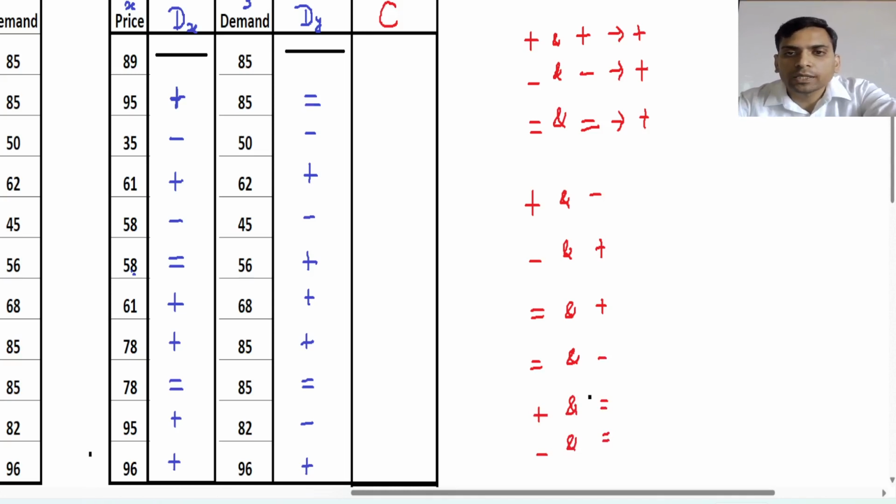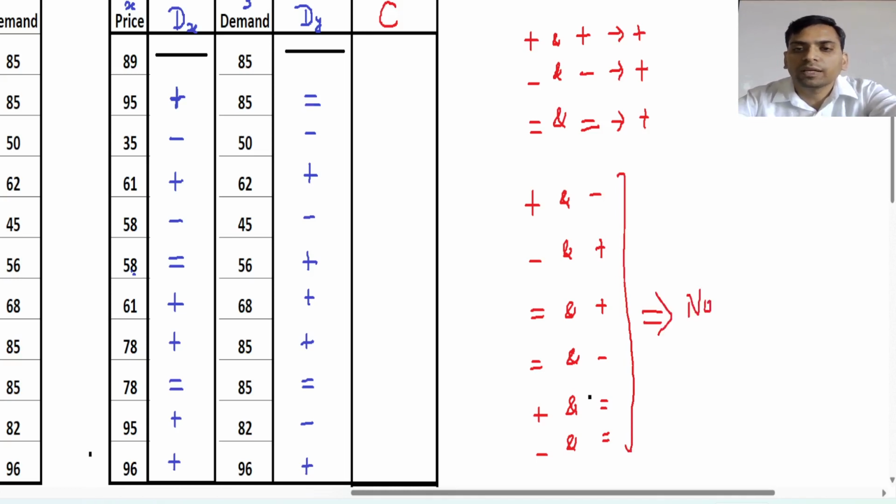So we will not consider, for all these situations, positive, no symbol, or simply we can write minus. So no symbol for this. For the same symbol we will put plus. In this case, the first space is blank because there is no comparison. That's why the first is blank.